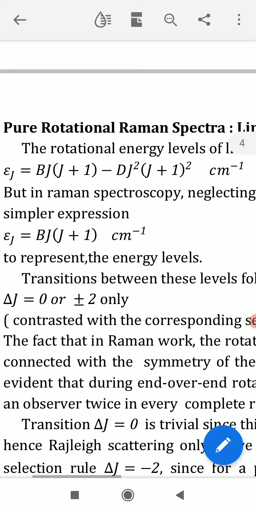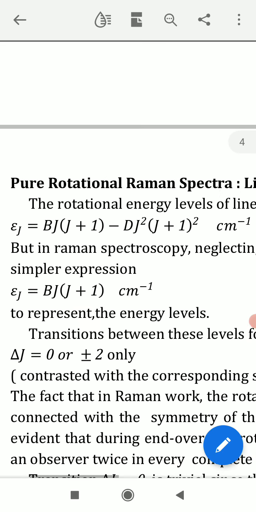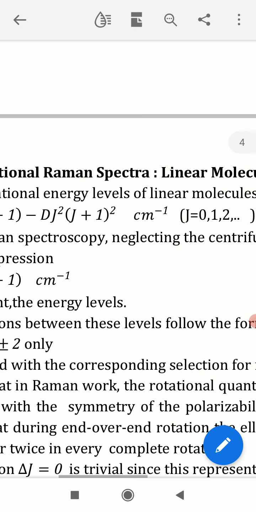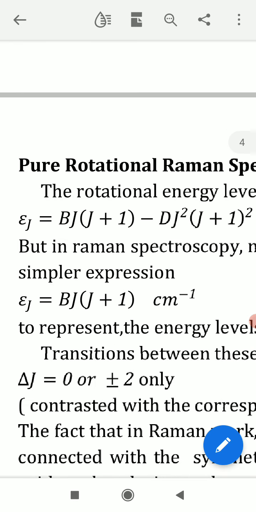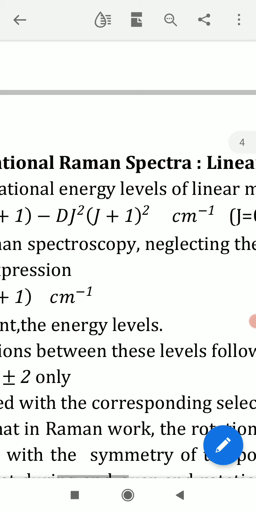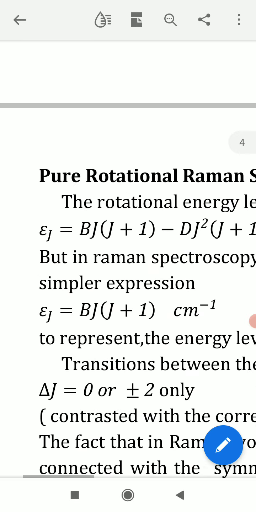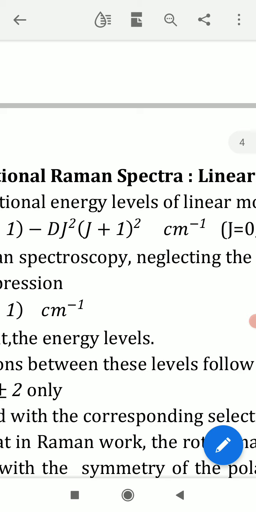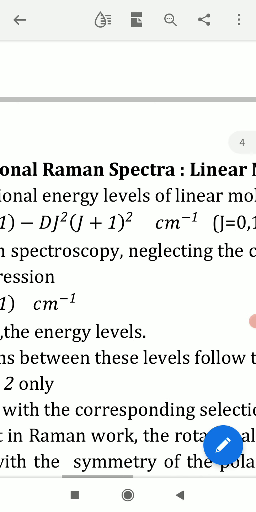For linear molecules, the rotational energy levels are given by this relation: Ej equal to Bj(j plus 1) minus Dj squared (j plus 1) whole squared. The unit of this energy is written as centimeter inverse. It means that it is in units of wave number.